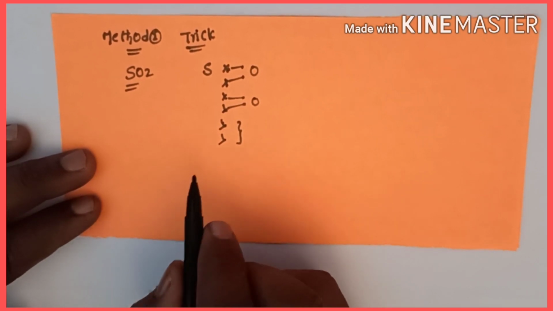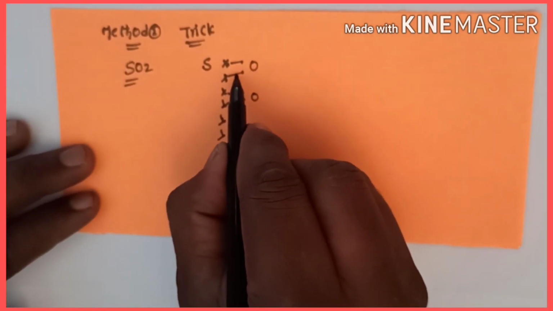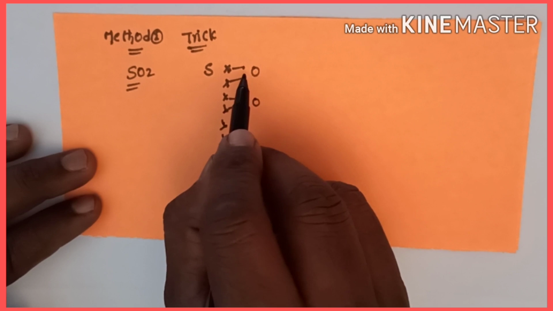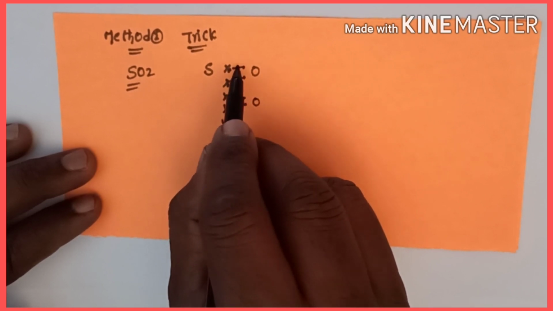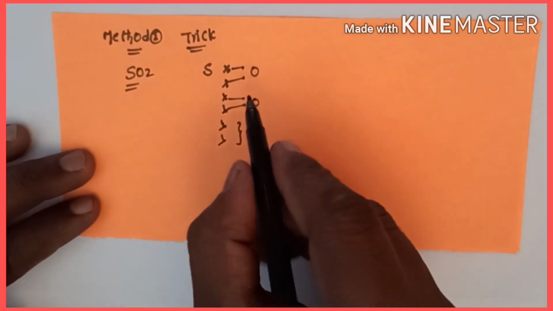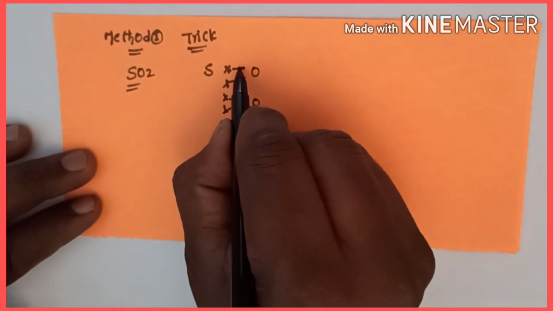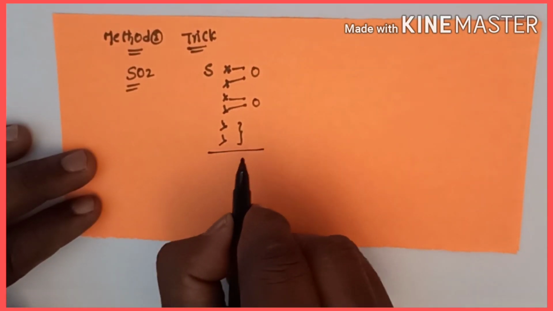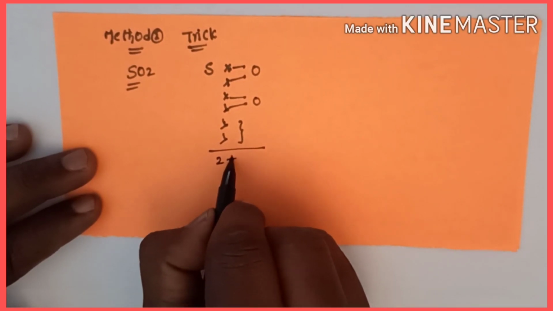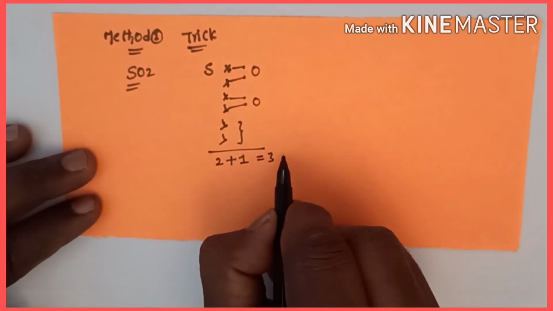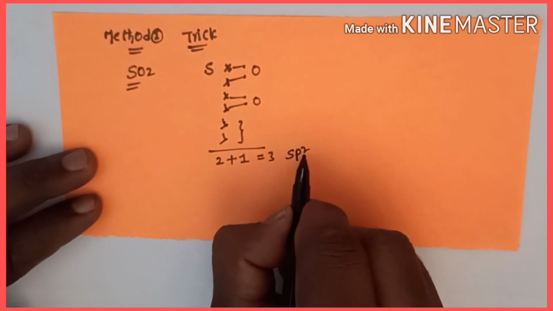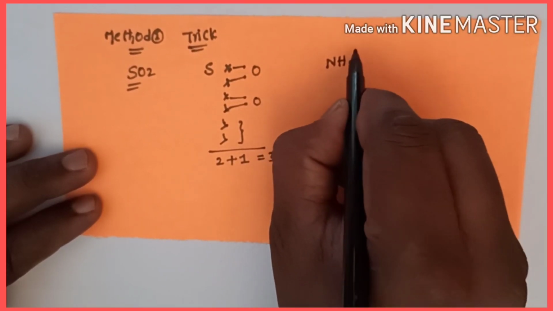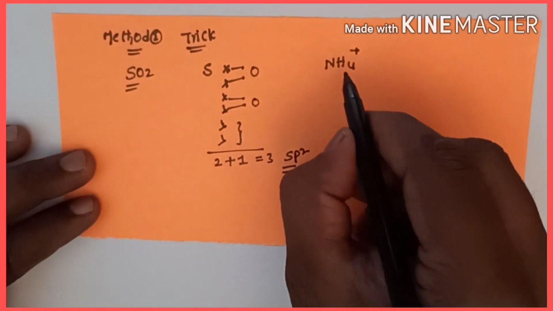Now when you are counting, remember a multiple bond should be considered as only one bond, since it has only one sigma bond. So here sigma and pi bonds are there, but you take only the sigma bond in calculation, in any situation. So the number of sigma bonds is 2, and the lone pair is one. Hybridization: number of sigma bonds 2 plus lone pairs 1 is 3. Then the hybridization is sp2. It is perfect.